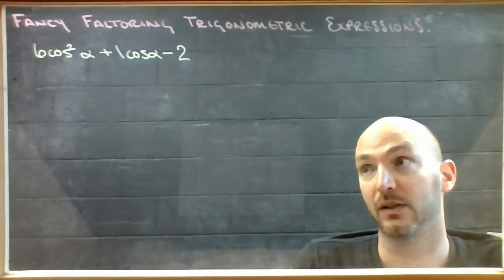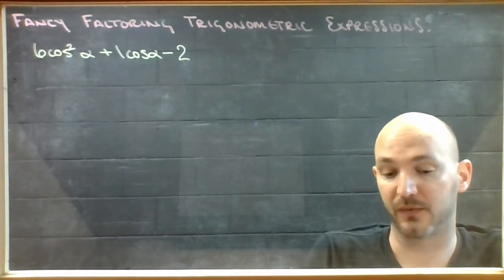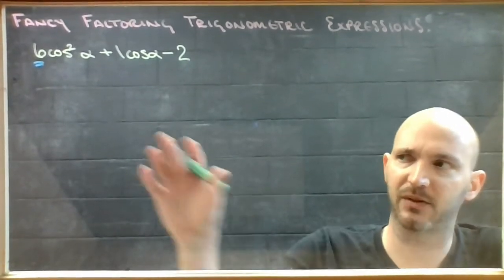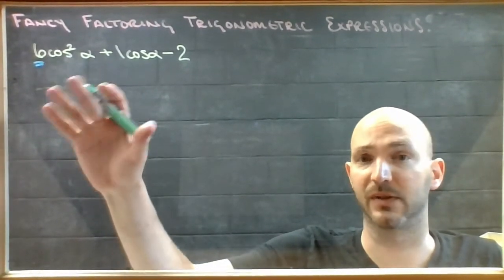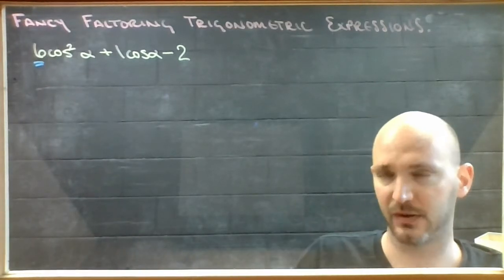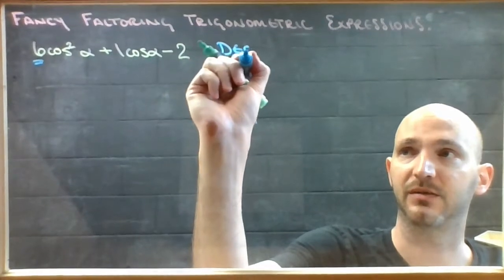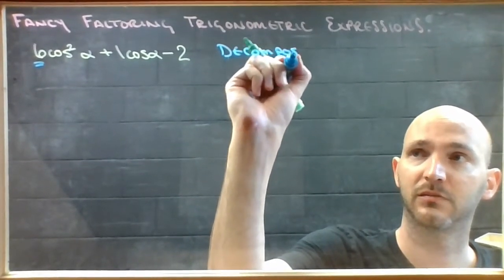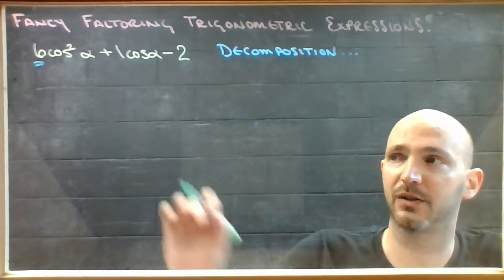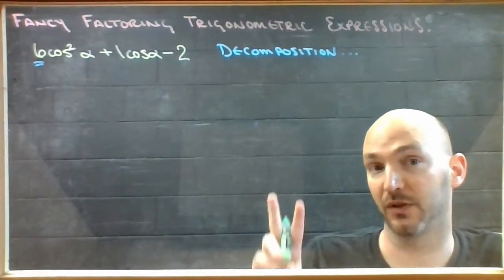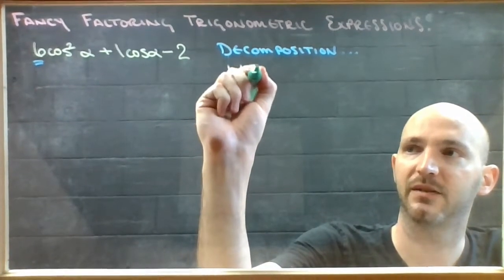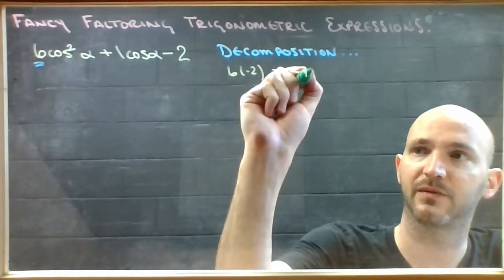So one like this looks a lot like the simple trinomial factoring, except it has a coefficient in front. The simple factoring ones always just said cos squared or sine squared or whatever. There was no number out there. So to do this one, you need a trick called decomposition. The first thing you're going to do is look at the first number and the second number and multiply them together. So 6 multiplied by negative 2 gives you negative 12.